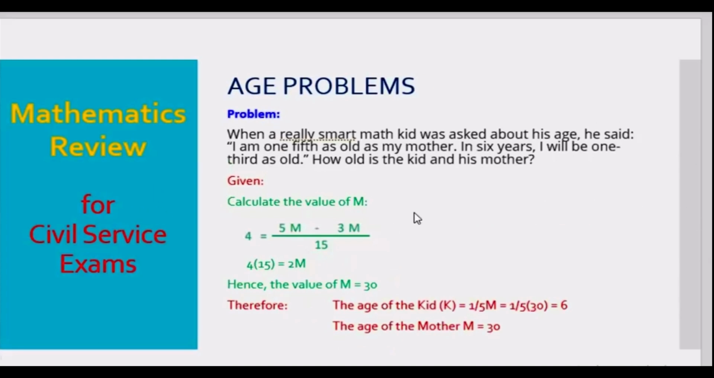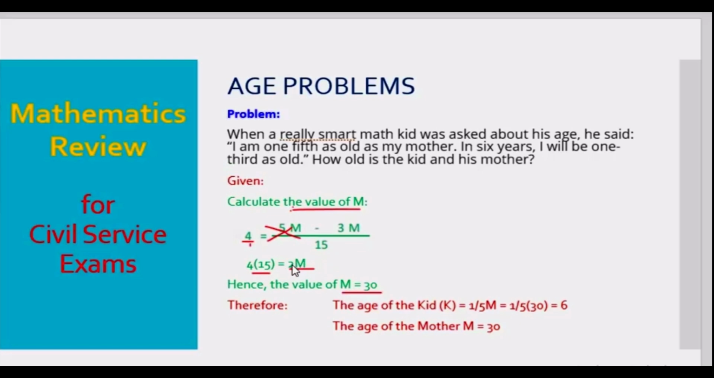Next, getting the value of m, we will just have to again cross multiply. Okay. So i-combine muna natin ito bago i-cross multiply. So 5m minus 3m is equals to 2m. Kasi automatic 1 dito, multiply mo sa 1. So just 2m. Tapos itong 4, i-multiply mo lang yung 15. So yun. So the m is equals to 30.